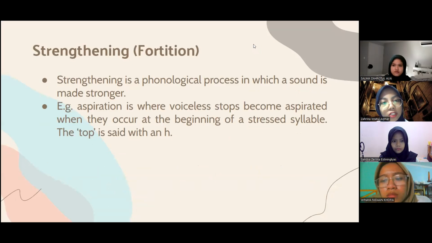The next one is strengthening or fortition. Strengthening is a phonological process in which a sound is made stronger. For example, aspiration is where voiceless stops become aspirated when they occur at the beginning of a stressed syllable. The top is said with an h.